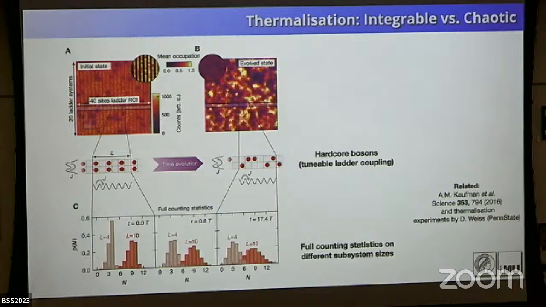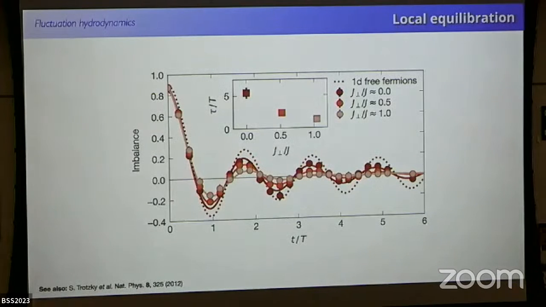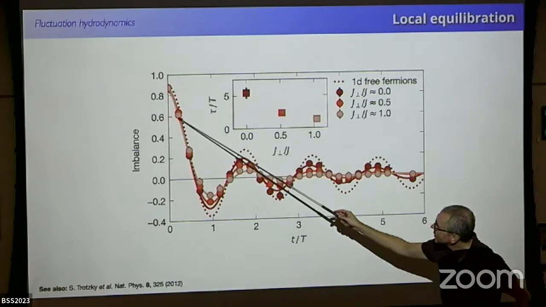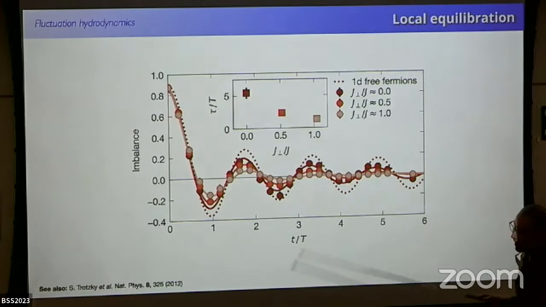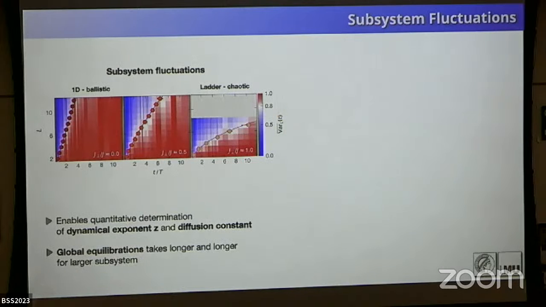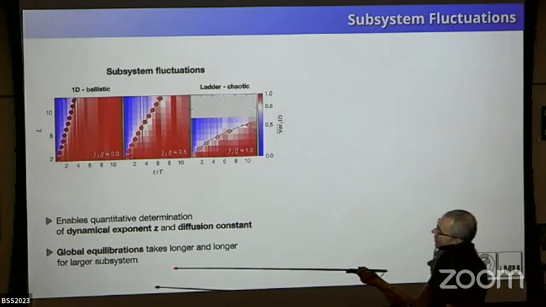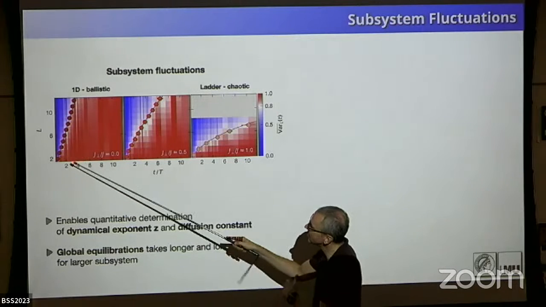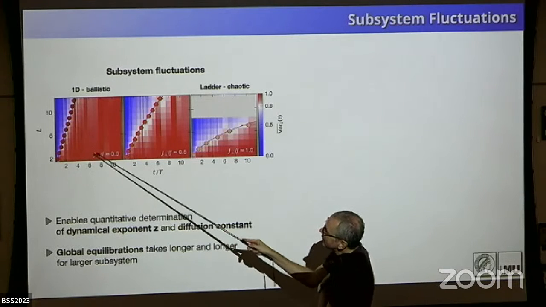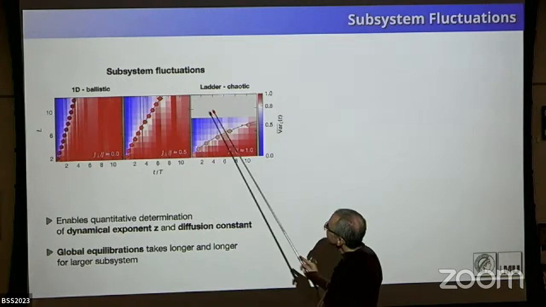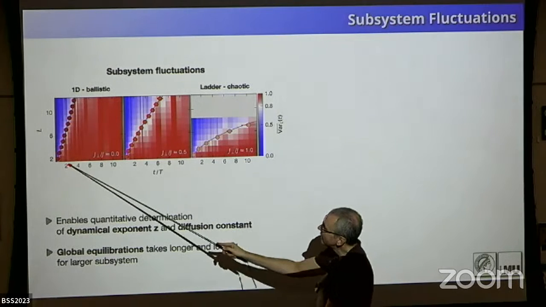Okay. Now, if we look at local quantities like the imbalance or the average density on each site, we see that that actually very quickly relaxes, and that's also what we expect to happen in the system. However, if we look at the fluctuations now, I have to be slow on this graph so you understand it. So here are the different cases, the 1D case, the coupled ladder case. Here's the time evolution in the system.